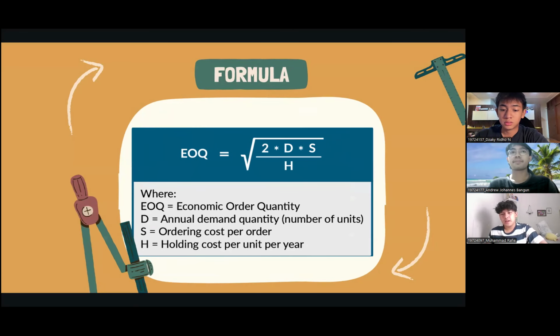Now, as mentioned by Andrew before, the EOQ has a formula itself. The EOQ formula is the square root of 2 times D times S over H. The key legend of these symbols: EOQ stands for economic order quantity, D is the annual demand quantity or the number of units, S is the ordering cost per order, and H is the holding cost per unit per year.